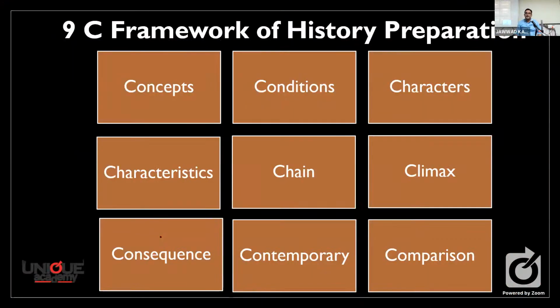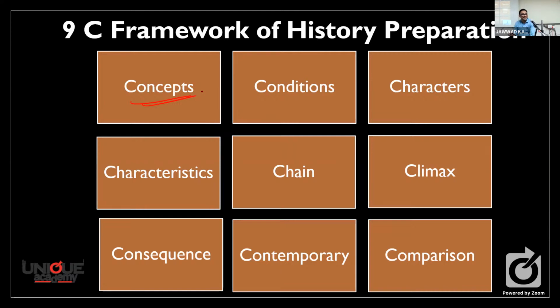Now let me share with you the 9C template, how we should approach topics of history. First C in these 9 C's is, what is it? Can I hear louder, please? Concepts. I want you all to participate. First C is concepts.